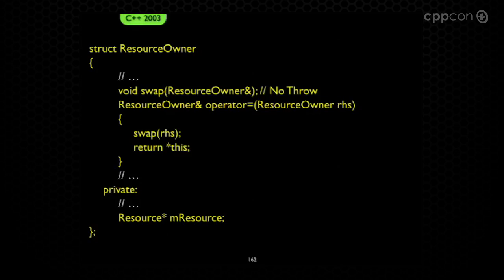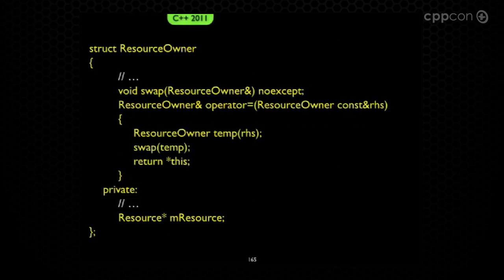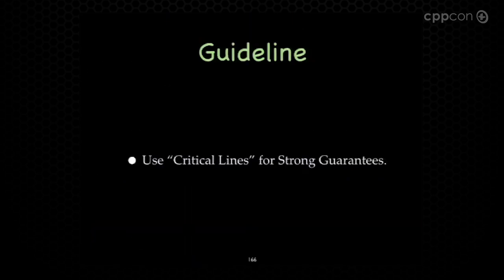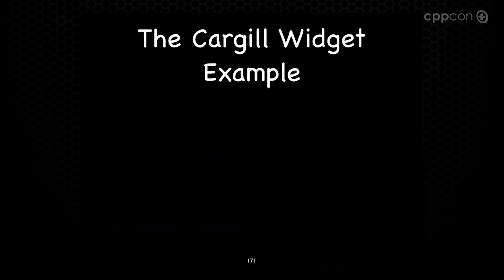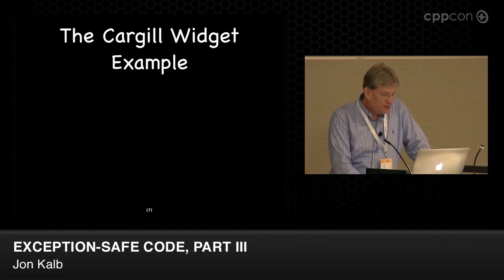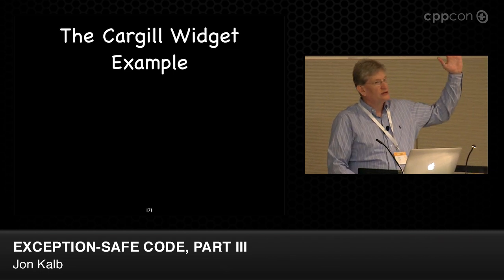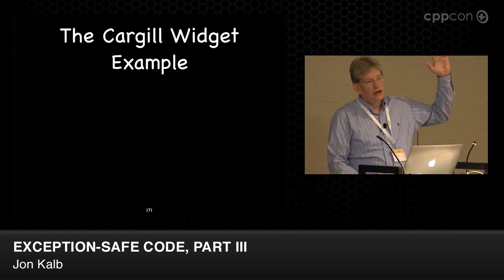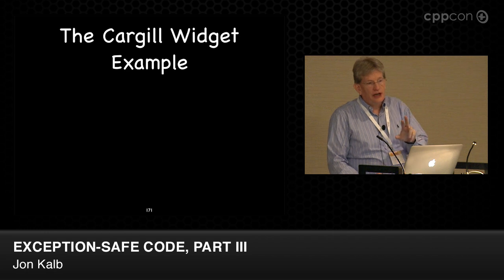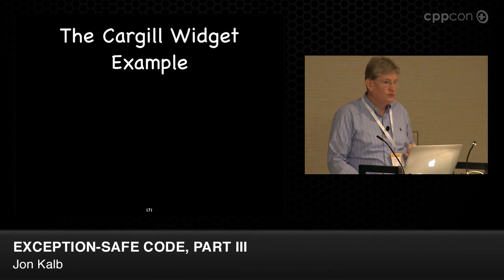So I've got a few more examples, but what I actually want to jump to is the guideline, which says use the critical line for strong guarantees. Now I want to go back and talk about Cargill. Remember Cargill? So we now get to decide whether he gave us an impossible mission or whether it was just the Kobayashi Maru. Because I'm going to look at solving his challenge. What was Cargill's challenge? It was, can we do strong guarantee for an object that has two resources?